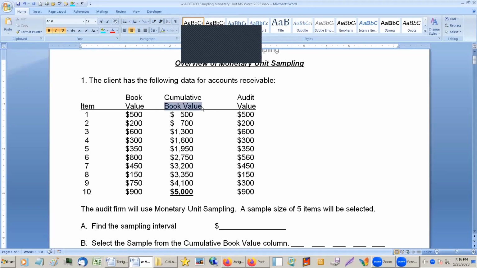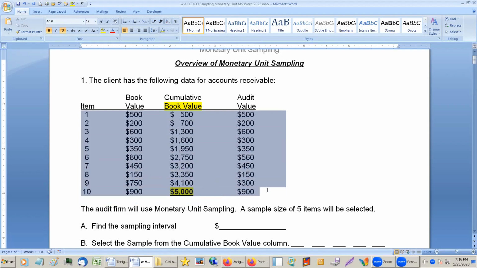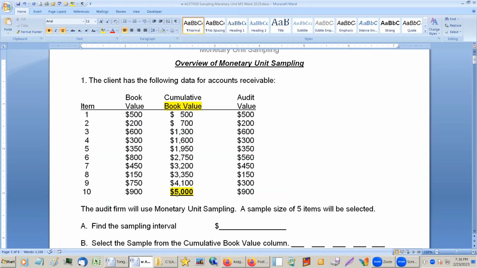So this is the book value of our sampling. You see, this is the cumulative amount, it's all adding up. So 500 plus 200 gives you 700. Add 600 to it. So we have a total book value of 5,000. All of these add up to 5,000. And these are the book values of them here. This is what the client gives us.